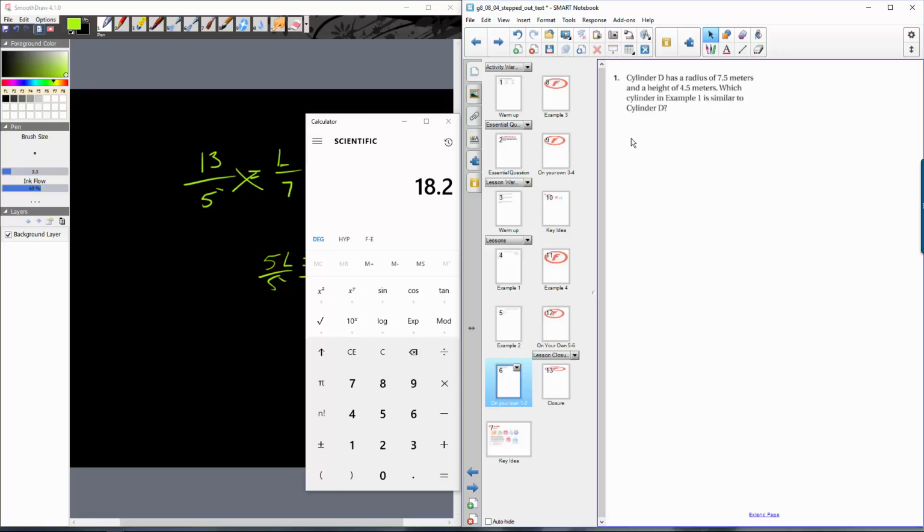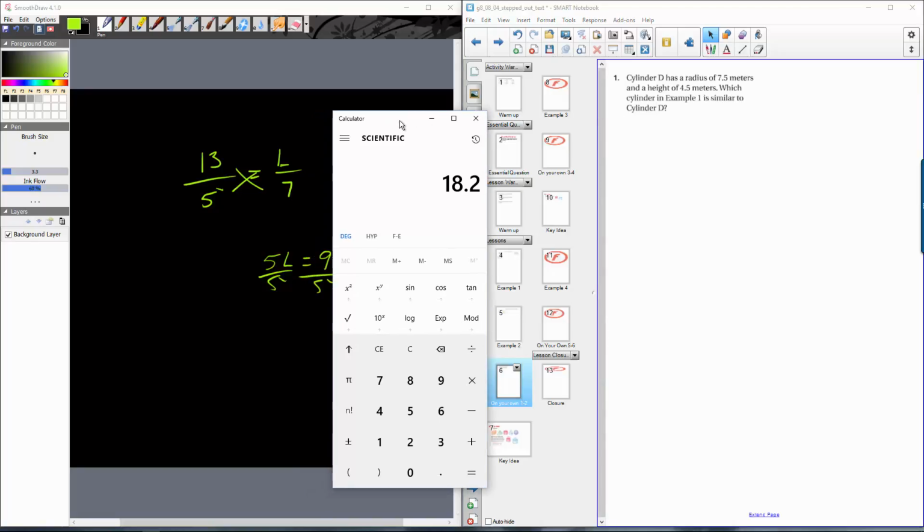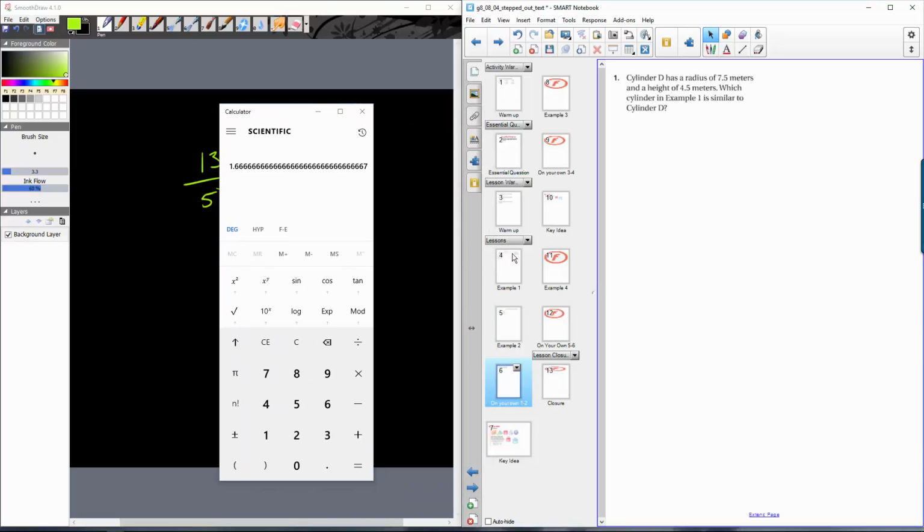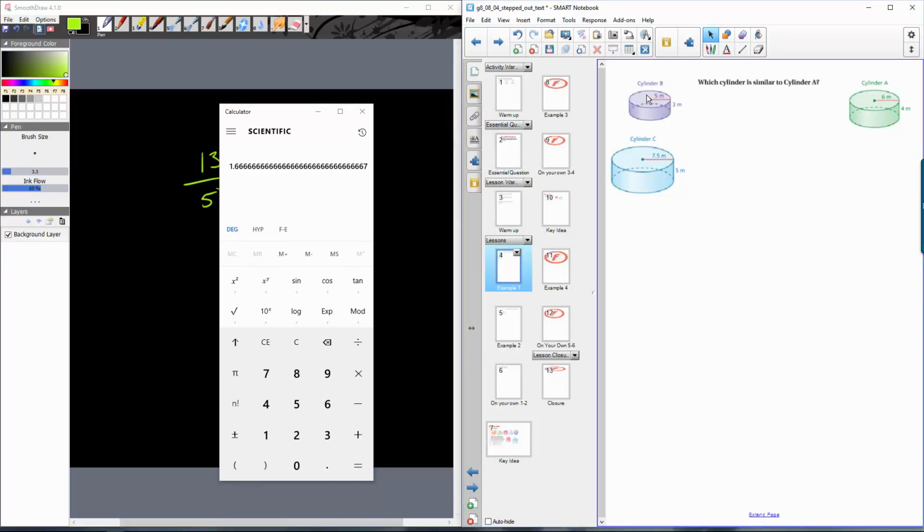Is this similar to example 1? So if I take 7.5 divided by 4.5, I get 1.66. If I go back to this question here, that was similar to cylinder B, wasn't it? If I take 5 divided by 3, yeah, so that's the same as that one.